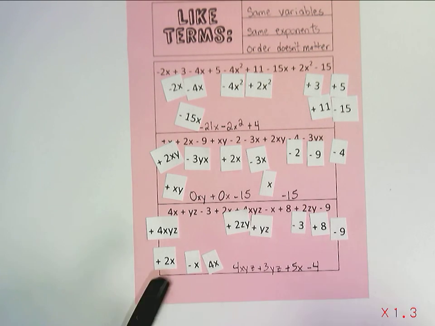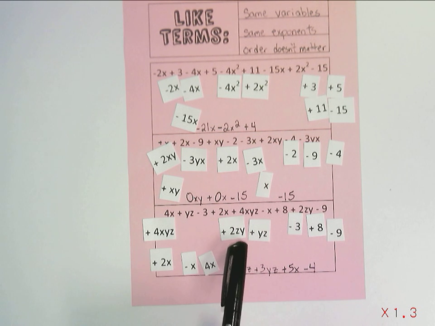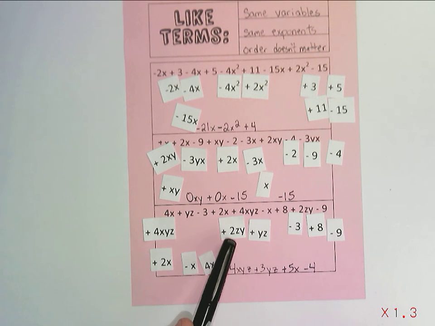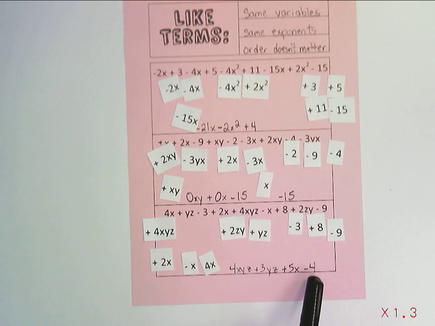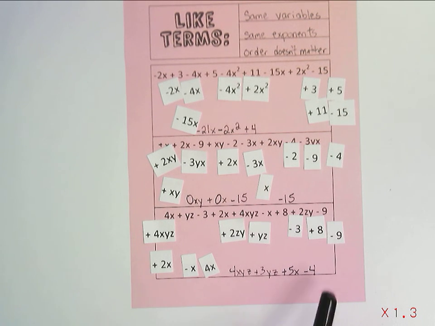So after you've worked through this one, you should have grouped your 4xyz together, your 2zy, and 1yz here, because there's just a 1 in front of here, remember, since there isn't a coefficient, there's 1 there. And this order doesn't matter, remember. And then your x's and your constants. And down here your order doesn't matter again, but typically you do the most variables and highest exponents and work down all the way to the constant. So what you end up with is 4xyz plus 3yz plus 5x minus 4.